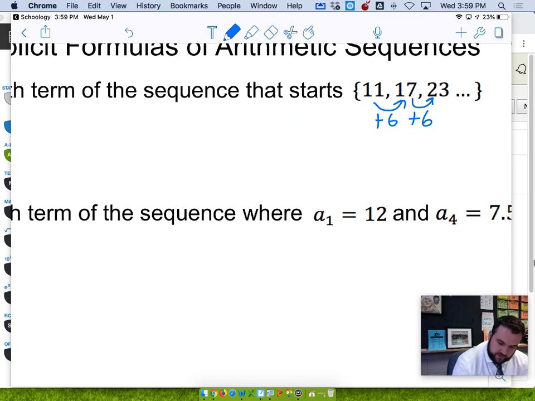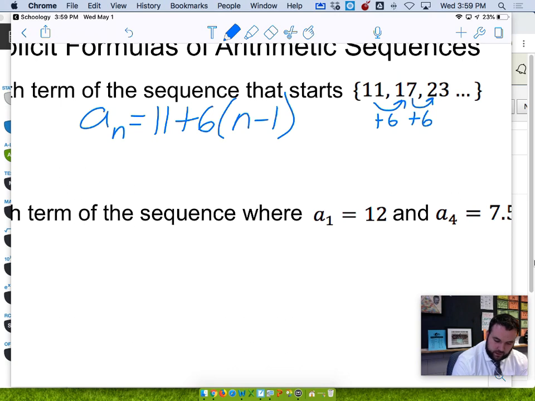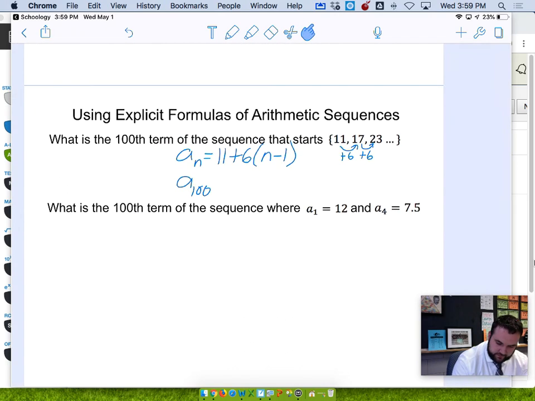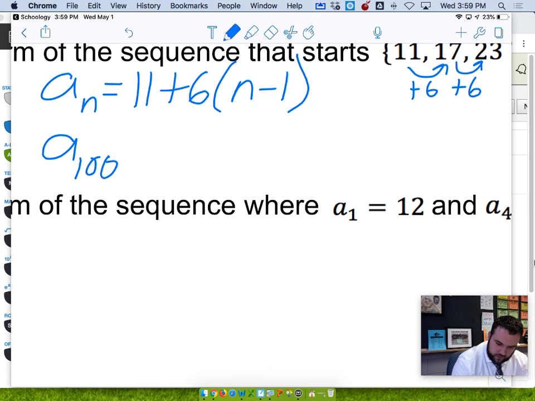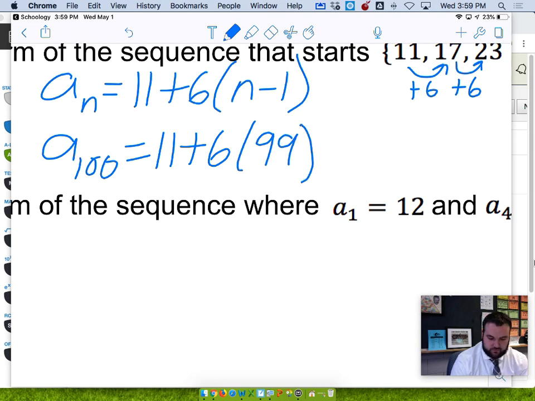So we can write the formula to find any term. You're going to start at 11 and you're going to add 6 n minus 1 times. So if I want to find the 100th term, which is what this is asking for, I'm going to take 11 and I'm going to add 6 99 times. It's always one fewer.